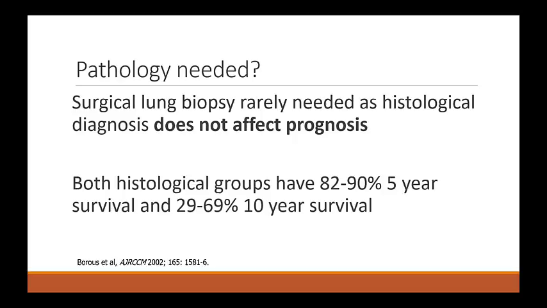So the question then arises is, do you need pathology? The answer is generally no, because whether or not you have NSIP or UIP as a pattern is not going to affect your prognosis. The only time it's used is if you're unclear as to what the diagnosis is. So maybe a person with some other confounding variables that make you question whether or not the patient might have scleroderma-related ILD. Again, it does not affect prognosis. Both groups are going to end up having similar mortality. At 10 years out, you'll have between 29 and 69% survival.